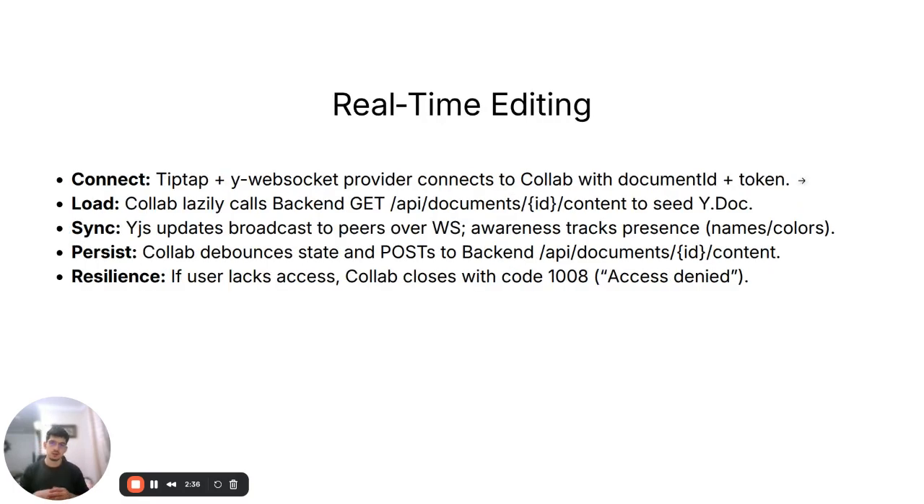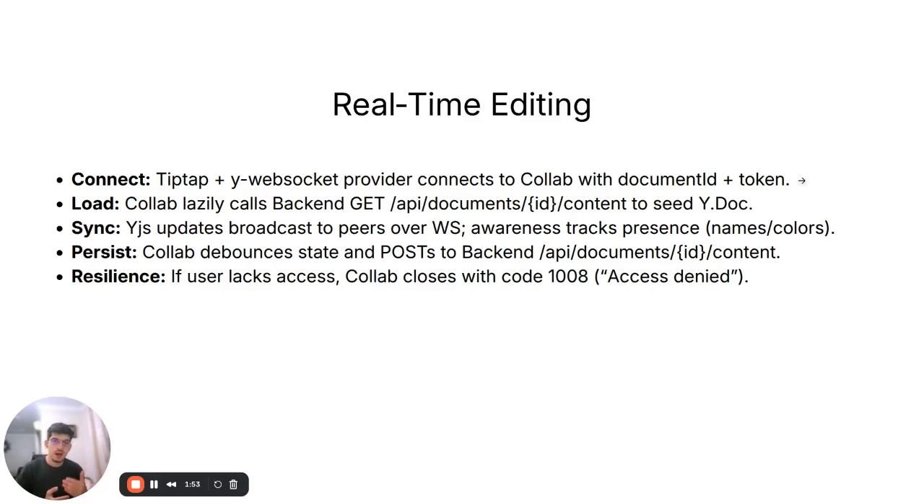Now, for the real-time editing, we have a few events. So when there is a connection, we connect over WebSockets, as I said before, with the collaboration service. After we connect, we're going to load the document content from our backend. So this is where the first connection happens between the collaboration service and our backend, and then we sync the data. After we fetch the content, we sync the data and broadcast it to all the connected, active collaborators, and then we also take care of persisting the data.